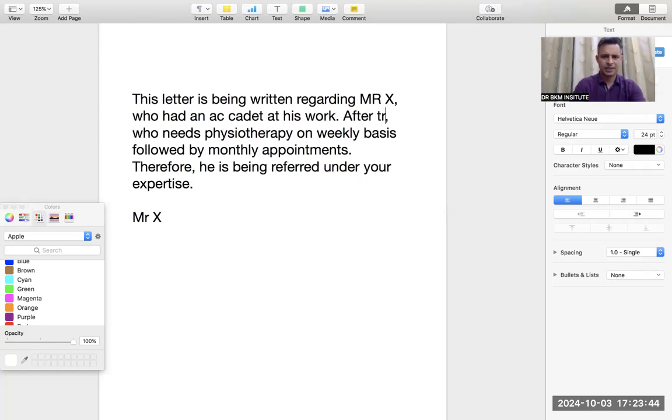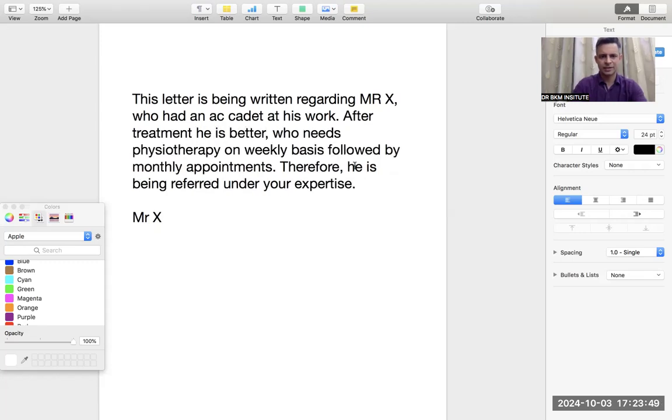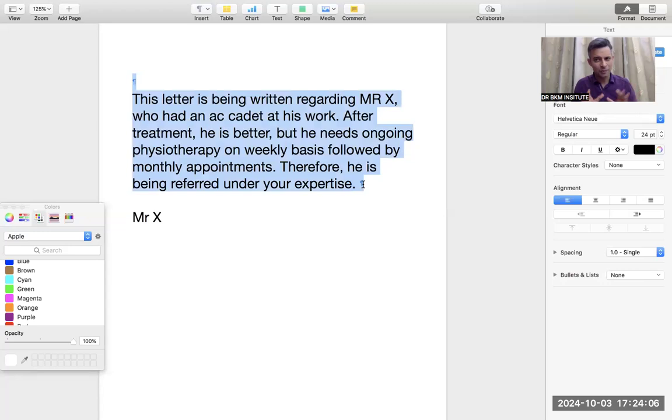After treatment, he is better. So then you write complete. If you want to write that way, this is our way. If you want, after treatment, he is better, but he needs ongoing. Ongoing means continue. That means he's already having physiotherapy. Now, this is our way of writing, the best way. This is a little complicated, but can get you 350 easily.